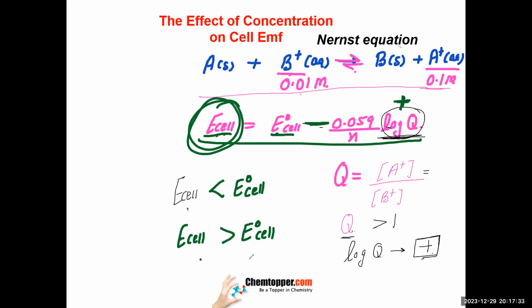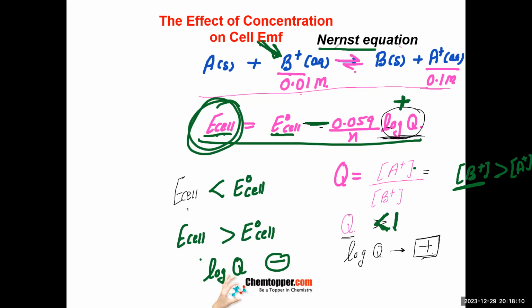If I want to make E cell greater, Yusuf is saying, make your log Q negative. How, Yusuf? How can I make my log Q negative? Make your Q less than 1. How can I make it less than 1? It means make the concentration of B plus more than that of A plus. Add more and more of B plus. Reaction will go more and more in this direction, right?